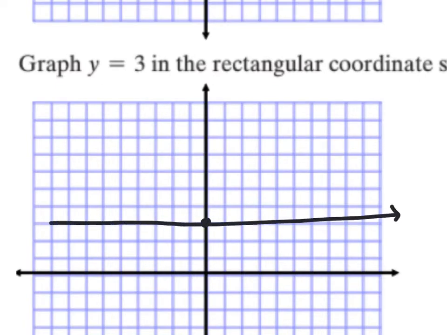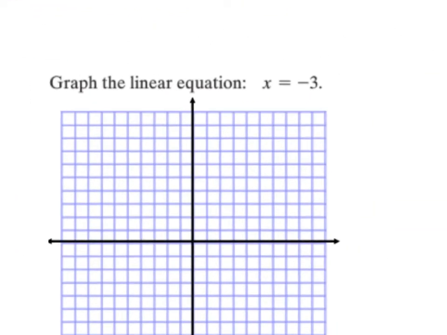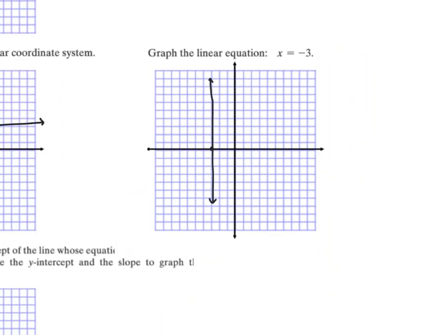And that's how we graph. Imagine that's more of a horizontal line, okay? If I graph the equation x equals negative 3, let's go over here to negative 3 on the x, and we're going to graph a vertical line, okay? So pretty straightforward on those, okay?